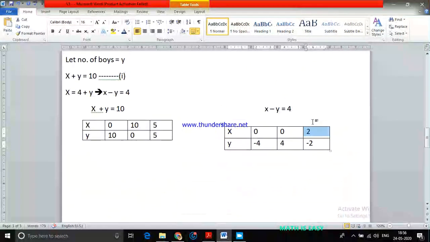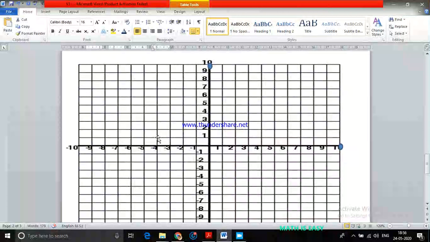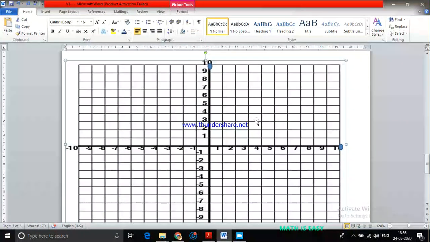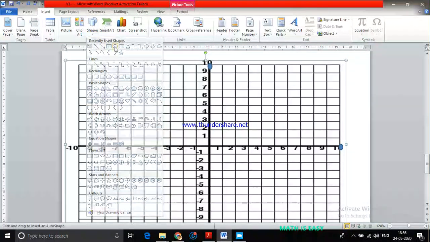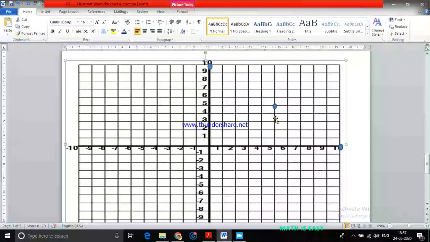That's why what I do is, first I complete this table, draw the line, then go to the second table to represent it on the graph. So my third point is 5, comma 5. You see where is 5, comma 5? X is 5, here it is, and Y is 5, here it is. So the intersecting point is this one, 5, comma 5. Let me put the dot there. This is 5, comma 5.